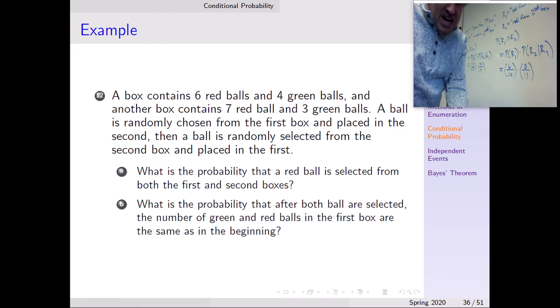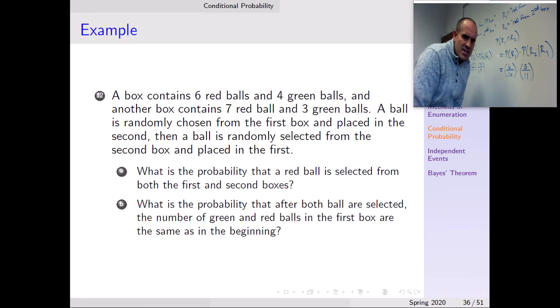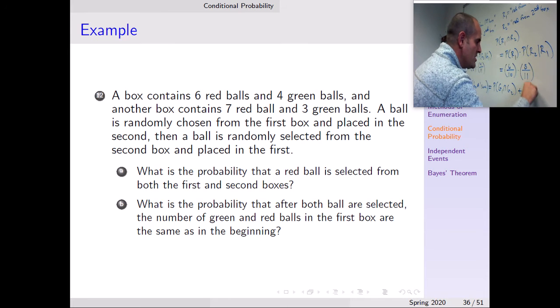And we're being asked, what is the probability that after both balls are selected, the number of green and reds in the first box are the same? Okay, so the probability that box number one is the same, like after all is said and done. Well, one of two things happened. Either you went green 1, green 2, or you went red 1, red 2. And it's going to be the sum of those two probabilities. So it's the probability of green 1 and green 2 plus the probability of red 1 and red 2.